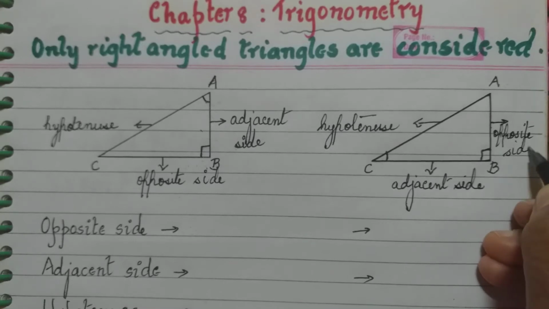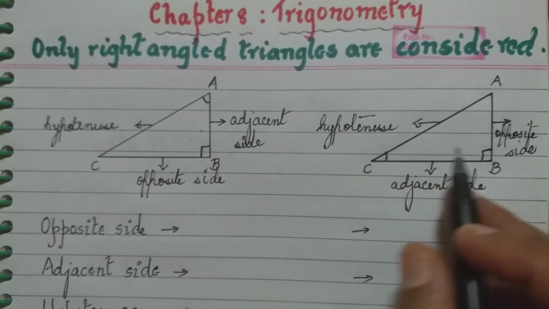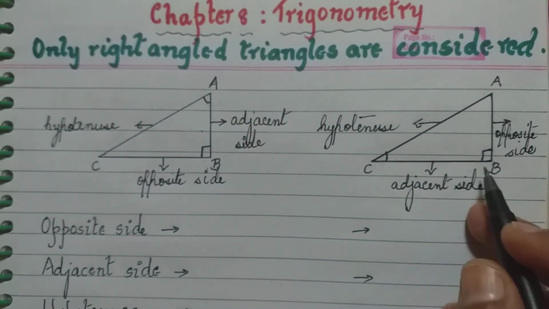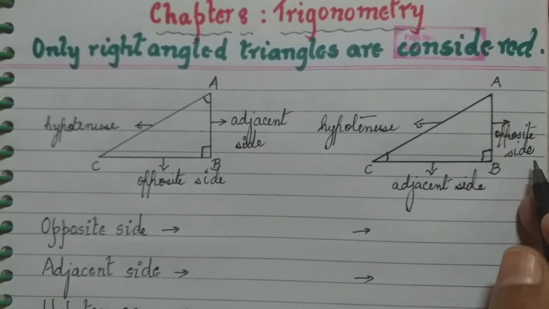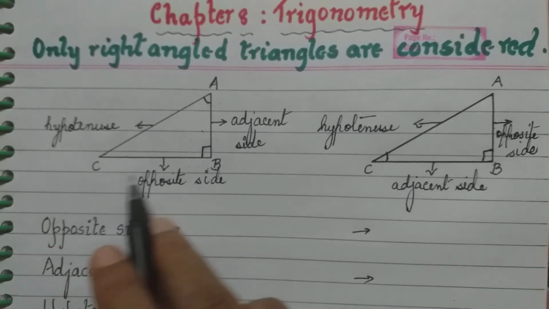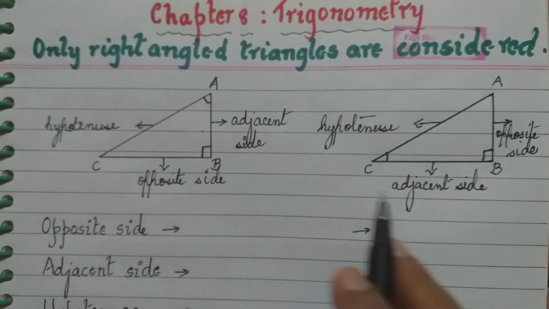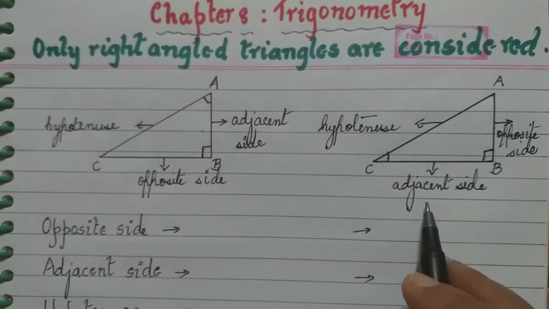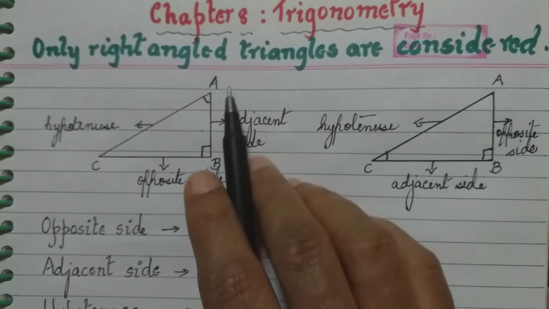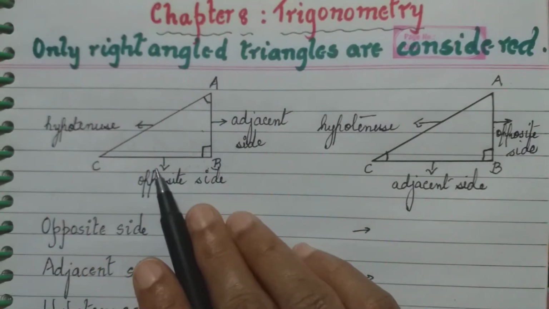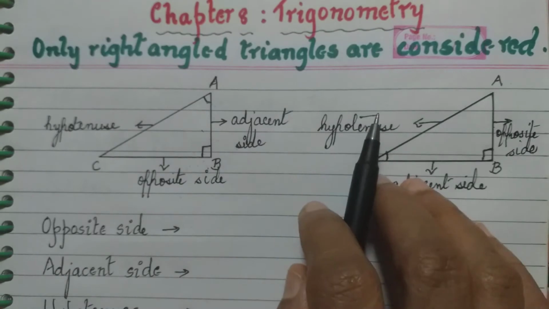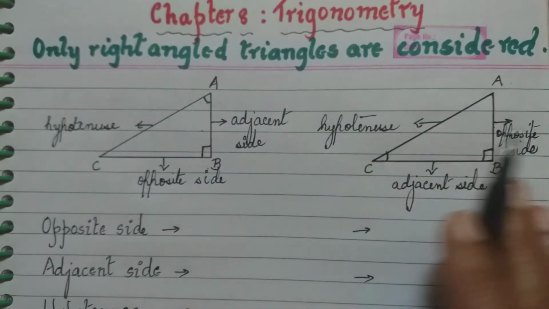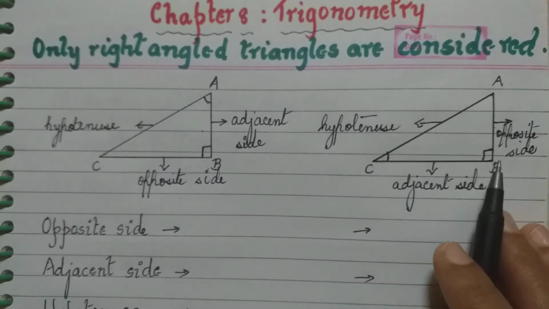Now you will notice by looking at these two triangles, here AB is the adjacent side and in this triangle AB is the opposite side. In this triangle BC is the opposite side, but in the second triangle BC is the adjacent side. Why has this changed? Because the acute angle is changed. So whenever the acute angle is changed, you will find that the opposite side and adjacent side reverse.